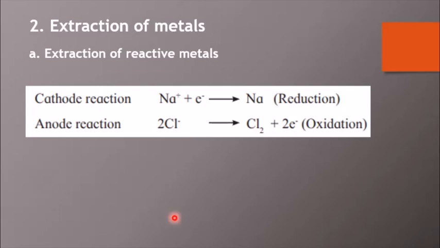So our cathode and anode reactions become like this. Na+ plus an electron gives Na, which is the reduction at the cathode, and chloride to chlorine is the oxidation at the anode.